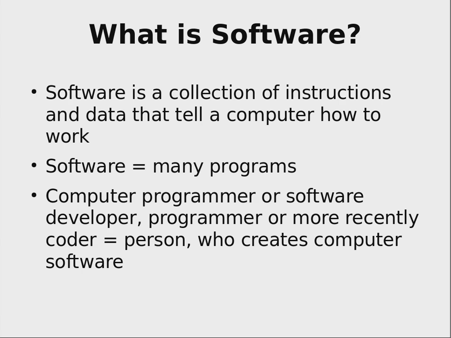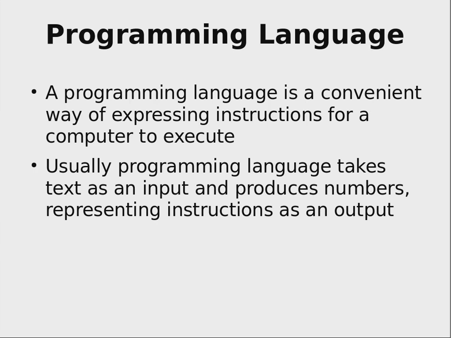And so software in general is just a collection of instructions for a computer to do. For different computers, of course, the actual instructions are different. And software in general is just a collection of different kinds of programs. A computer programmer, software developer, or coder is a person who creates different kinds of programs or software. And to write this software, you have to use programming languages. A programming language is an easy way to describe instructions for your computer.